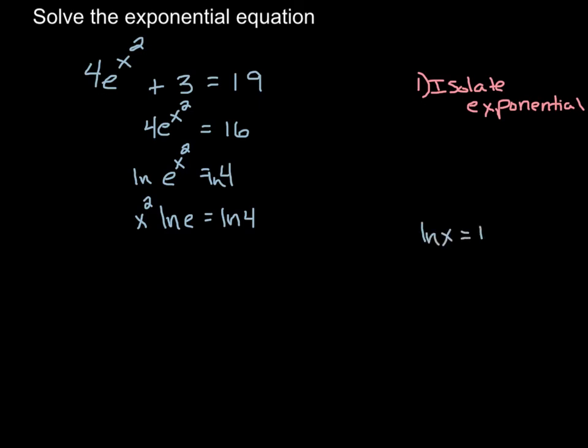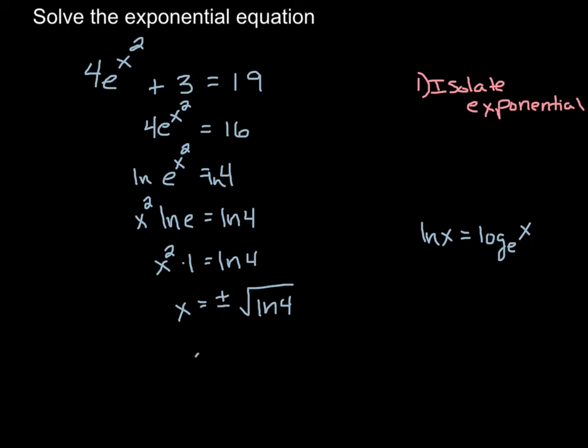The natural log of e, if we remember correctly, natural log is the same thing as log base e. So here we have the natural log of e. So this is saying e to what exponent is e? Well, natural log of e is going to be equal to 1. So we have x squared times 1 equals natural log of 4. So now I want to get x by itself, so I'm going to take the square root of both sides. So we have x equals the square root of natural log of 4. And remember, if you take an even root, you need to do the plus minus.